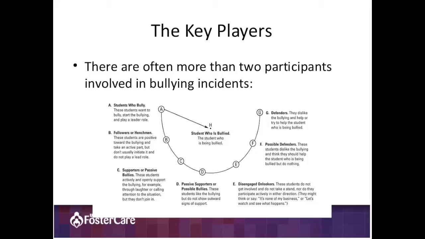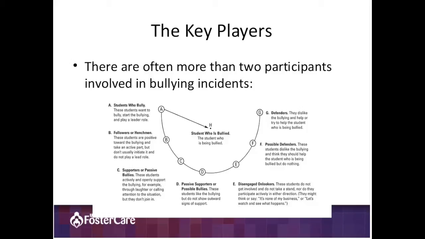So then we also have, as part of our group here, the disengaged onlookers, and they're the E group. These students do not get involved, and they do not take a stand, and they don't participate actively in either direction. So they might say things like, it's none of my business, or let's watch and see what happens. Based on the research they did in Norway, the disengaged onlookers tend to be one of the larger groups. So usually it's the C and the E group that are the larger groups of participants.